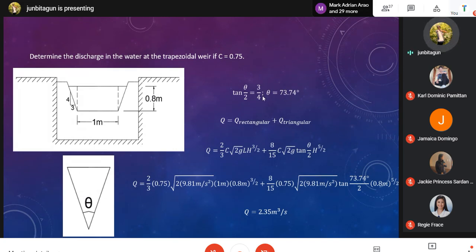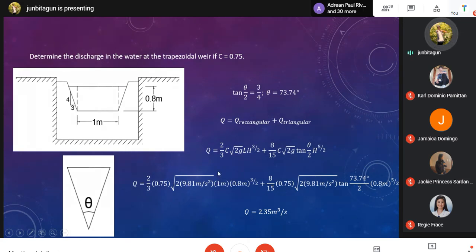Then after nyan, kailangan kasi guys yung theta nung dalawang gamitin natin for the Q triangular. After that, yan na. Kunin natin yung Q flow rate ng rectangular, i-add lang natin siya sa Q flow rate ng triangular. That will be the final flow rate. So, ito na yung equations natin. Ang C natin ay 0.75. So, ito yun.